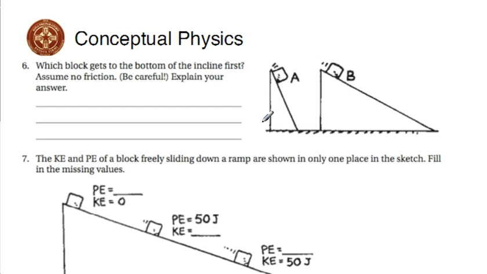Problem 6, which block gets to the bottom of the incline first? Assume no friction. Okay, so unlike the previous problem, which was asking about velocities, this is asking which one gets there first.